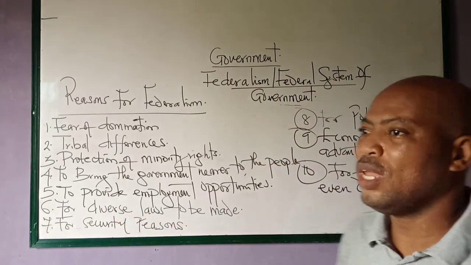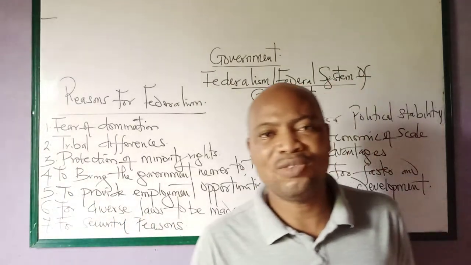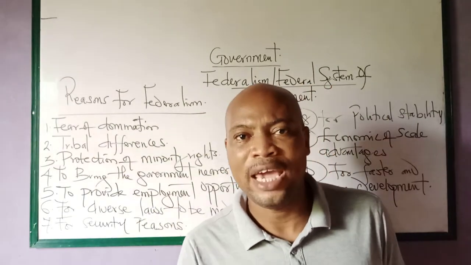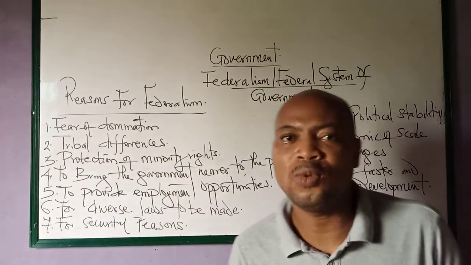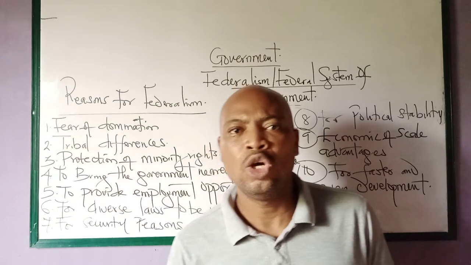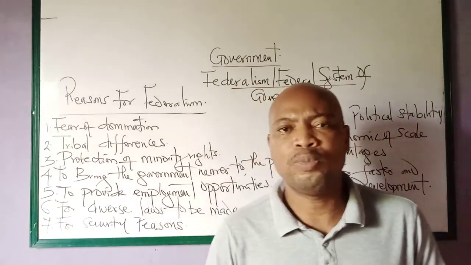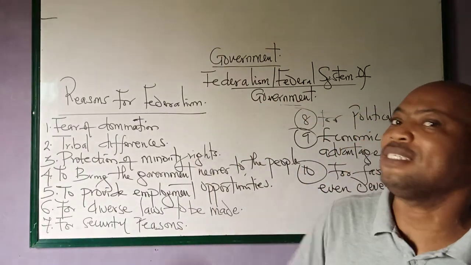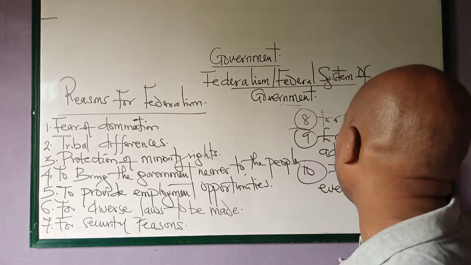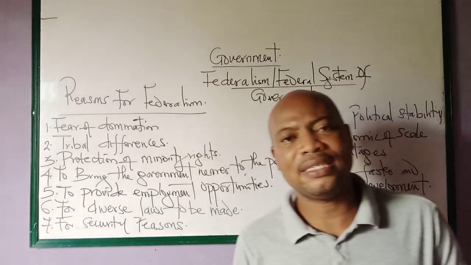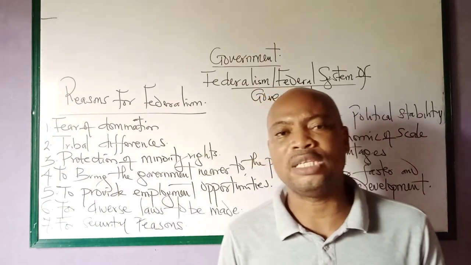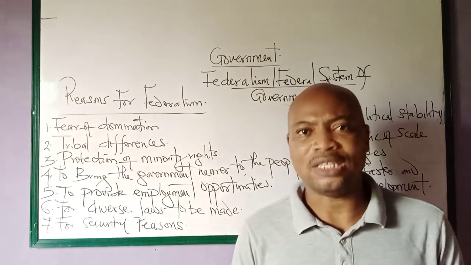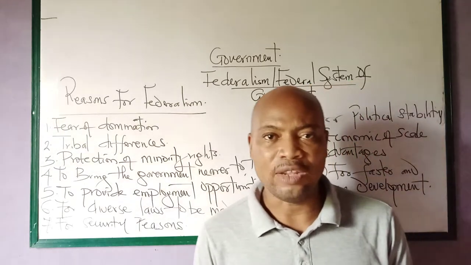For diverse laws to be made, when diverse laws are made, it will protect the interests of what? Every ethnic group in the society, without any form of exemption. Then security reasons. The need to have a stronger union or a stronger government or to protect the interests of a country or sovereignty prompts a country to adopt what we call a federal system of government. Then number eight, for political stability. When there is a federal system of government, you will discover that there is always political stability because all the divergent interests in the country are protected at the end of the day.